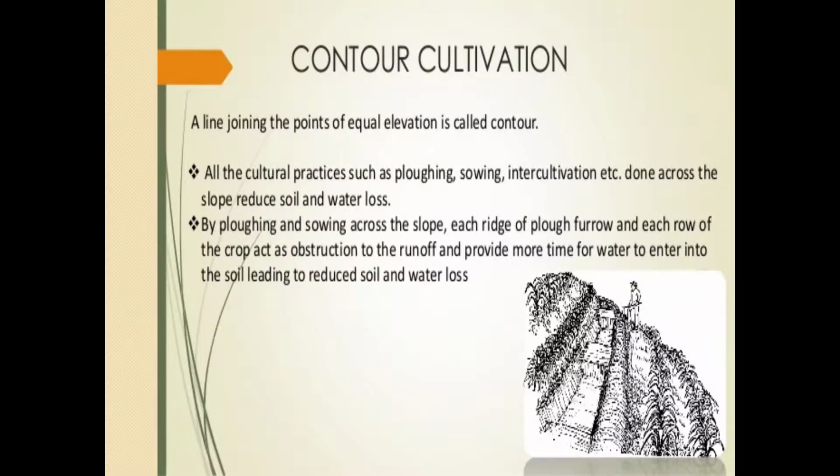So under contour cultivation, by the application of plowing as well as the cultural practices done across the slope of land, for example sowing, each ridge of the plow furrow and each row of the crop acts as an obstruction or obstacle to the runoff water, as well as providing the maximum time for the infiltration of water into the soil, and finally it leads to reduced soil as well as water loss. So contour cultivation is also an important agronomical practice which is helpful for soil as well as water conservation.